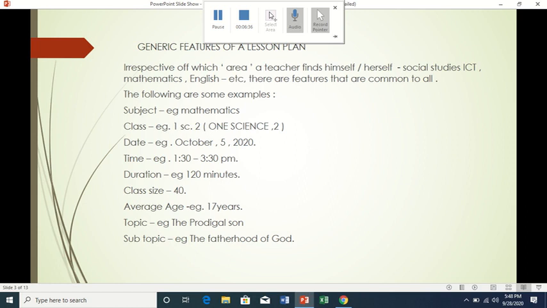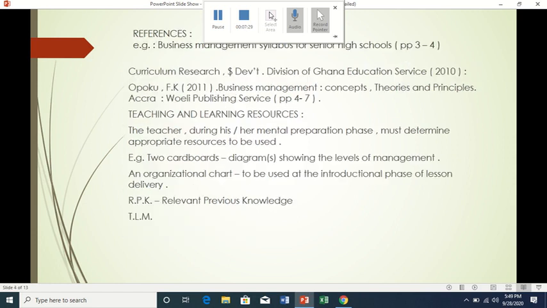Class size: my class could be 40 learners or students, and others will be 39 or 25 or thereabouts. Then there's the average age of a class, could be 16 years, 17 years, or 15 years. Then we have the topic. In CRS, it could be the prodigal son. In business management, it could be another topic. But when the topic is there, then the teacher finds the topic to be broad. We have the subtopic. Like the example I've given, the fatherhood of God comes under the topic, the prodigal son, which is very broad. And the teacher, concluding that it cannot be taught within 70 minutes, can break that into subtopics. And it is applicable to any other subject area.